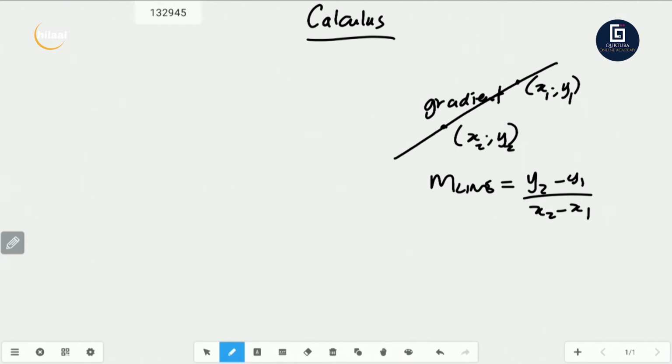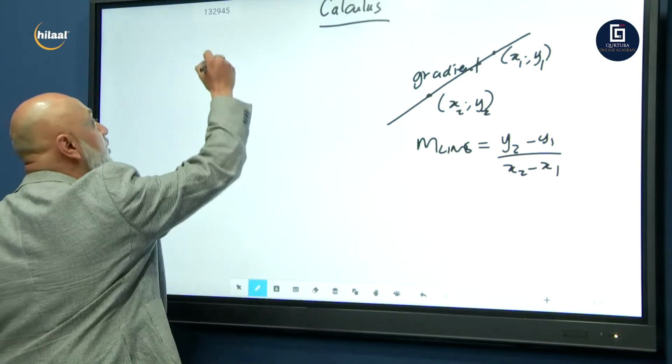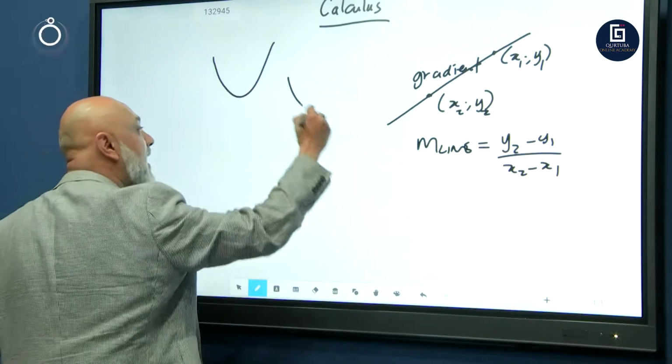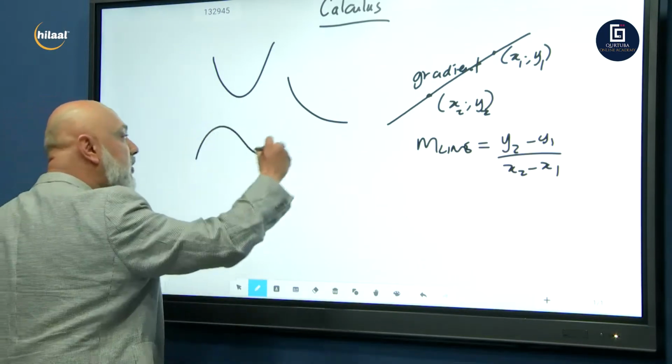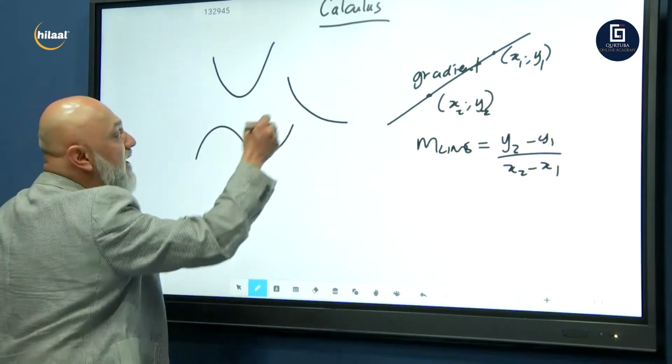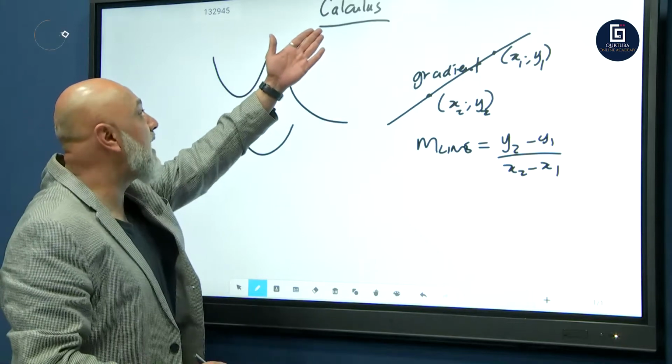However, what if I asked you to find the gradient of any other graph besides a straight line graph? So if I gave you a parabola, or I gave you a hyperbola, or I gave you an exponential graph, or we gave you a cubic graph, how would you find the gradient at any point on these graphs? And that's why we have calculus.